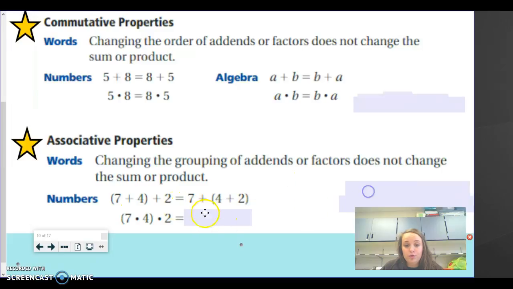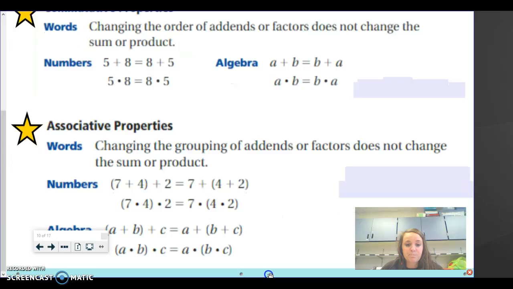However, if I group the 4 and the 2 instead of the 7 and the 4, I'm actually still going to get the same answer. The associative property tells me that when I am adding more than 2 numbers, I can group them in whichever way, and that'll help me group different numbers to combine like terms later on. Same thing with multiplication. 7 times 4 and then multiplied by 2 is the same thing as 7 times the product of 4 and 2. And that's how we write it using algebra.